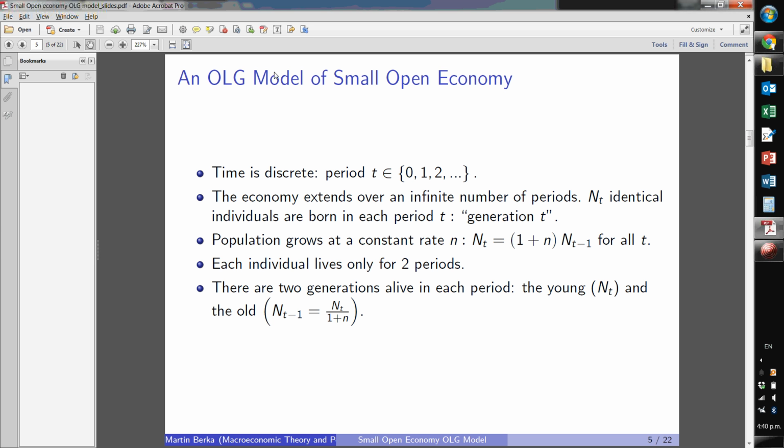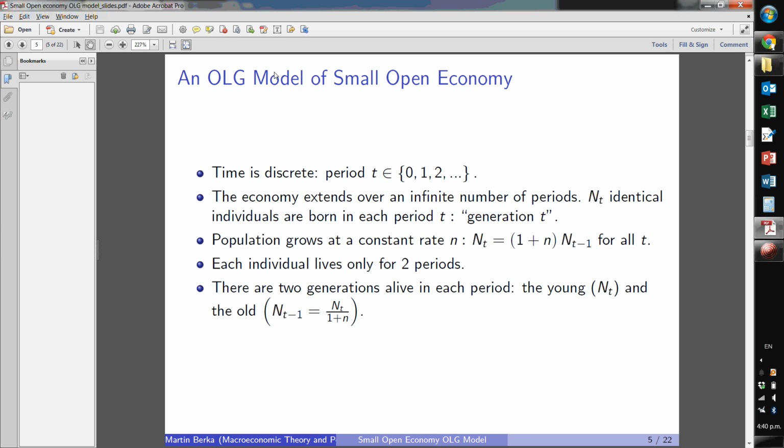Let the time be discrete again. The economy extends over an infinite number of periods. N_t identical individuals are born each period, so it'll be generation t, and this population grows at a constant rate, lowercase n, and everyone lives just 2 periods. So this is the standard overlapping generations model that we have looked at many times.